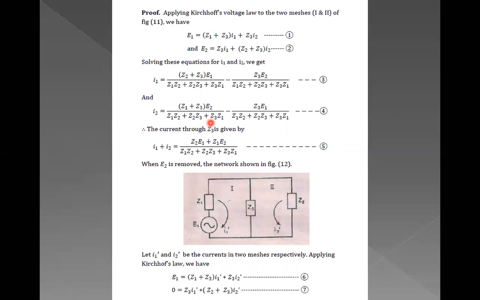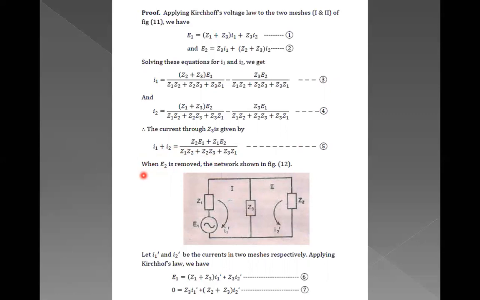So what is the current through Z3? It is nothing but the summation of both the currents, I1 plus I2. If we add equations 3 and 4, we get I1 plus I2 equal to (Z2 E1 plus Z1 E2) divided by (Z1 Z2 plus Z2 Z3 plus Z3 Z1). So let's remember this as equation number 5. And now, what is the condition?